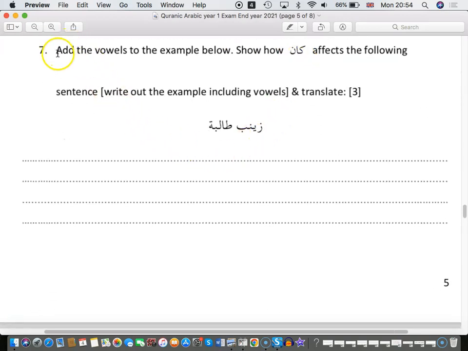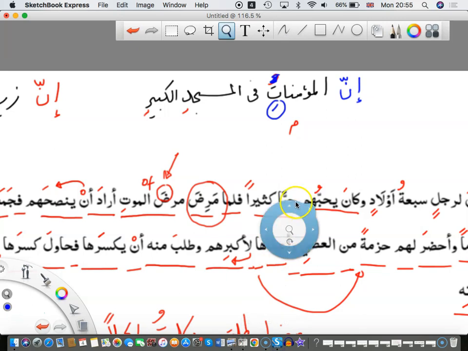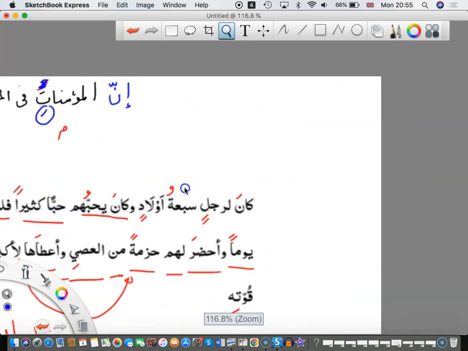Alright, next. Number 7. Add vowels to the examples below, as before. So you've got Zainab, Taliba. And then show how kana affects the following. The previous one was inna, and this is kana. So you've got to show how inna and how kana is going to affect it. So let's write this out then.